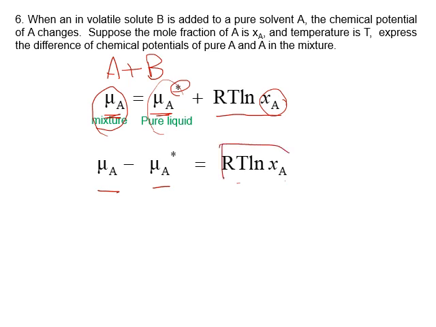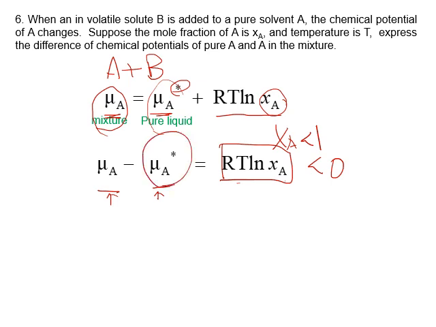And therefore, this is the difference between the chemical potential of A in the mixture and the chemical potential of A when it's pure. The difference is RT ln XA. We can show that this is always less than 0 because XA is always less than 1, and therefore the natural log is always less than 0. So this means that whenever you add impurity into a solvent, the chemical potential of the solvent always decreases.